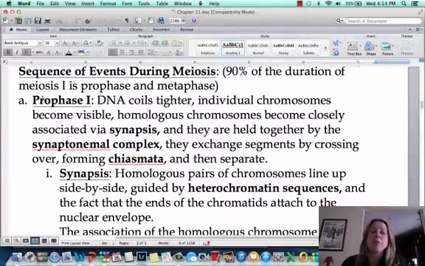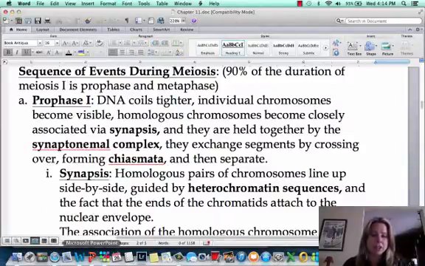Okay, so prophase 1. If you remember in mitosis, prophase is going to be where the chromosomes become visible, nuclear envelope starts to dissolve. Similar stuff is going on here, but don't forget we have that crossing over happening. All right, so the DNA coils tighter, chromosomes become visible, and what's going to happen is homologous chromosomes are going to associate with each other with something called synapsis. And that's basically where the homologous chromosomes are going to find each other and match up. They're going to do that because they want to exchange genetic information.